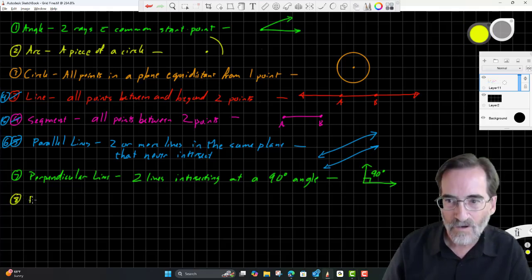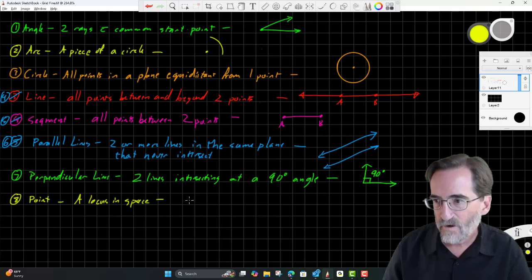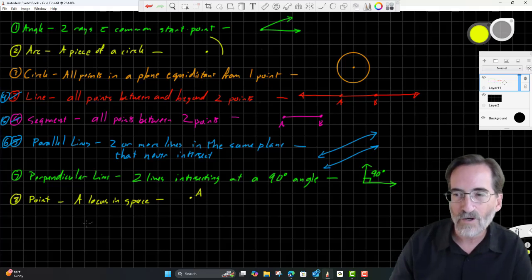8. Point. A locus or location in space. The picture is a dot labeled with a capital letter. Points are always capital letters.